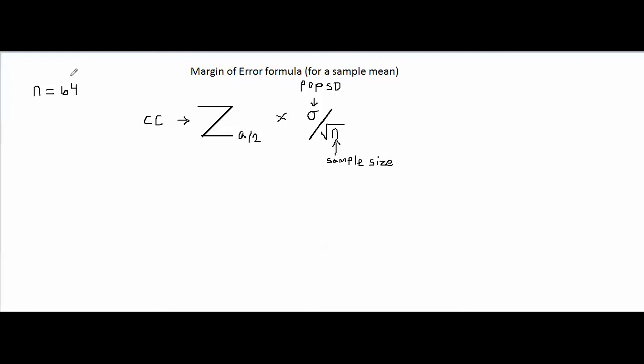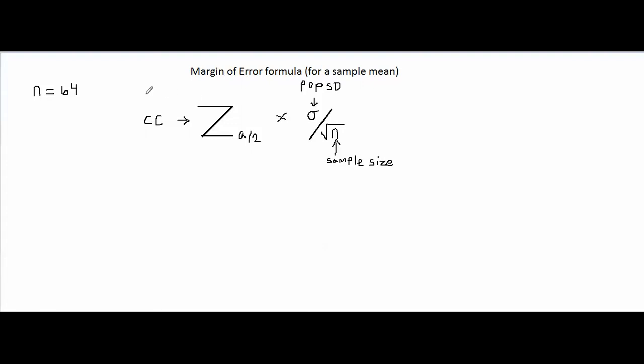And before I actually select my sample of 64 people, before I actually collect data, I want to know what the 95% margin of error equals. And what I'm going to do with you right now is go through an example of actually calculating the 95% margin of error.